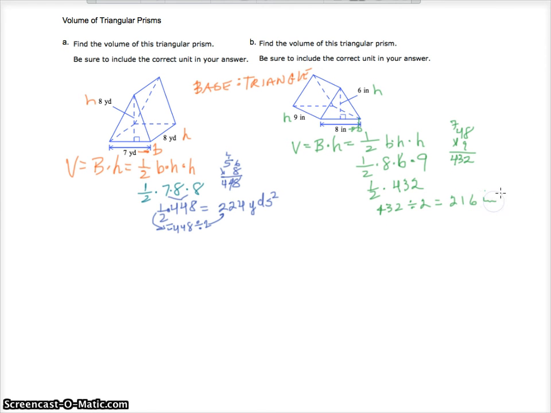inches cubed. So just remember that we're finding the area of the triangle and then multiplying it by the height. So 1/2 the base times the height of the figure.